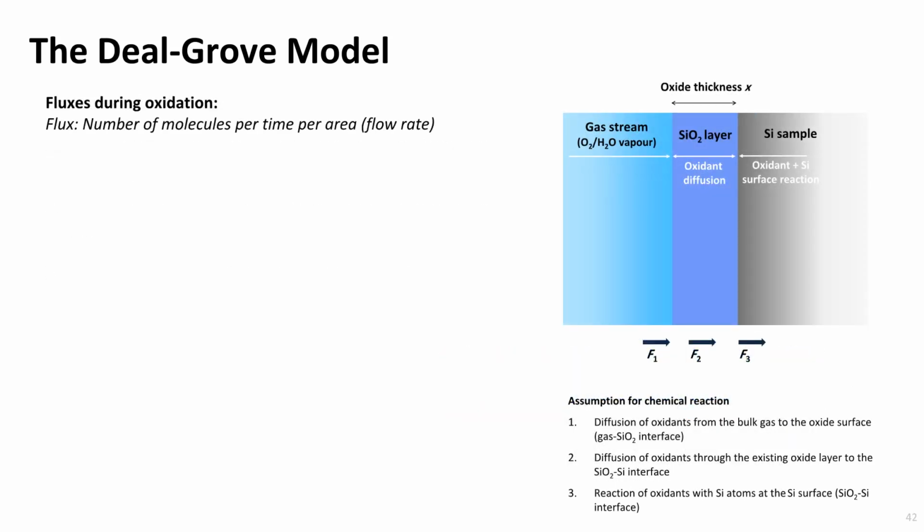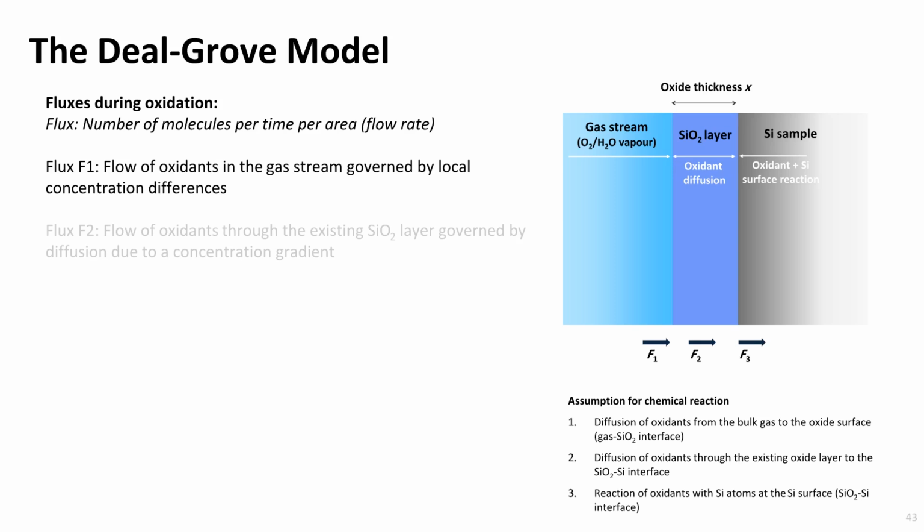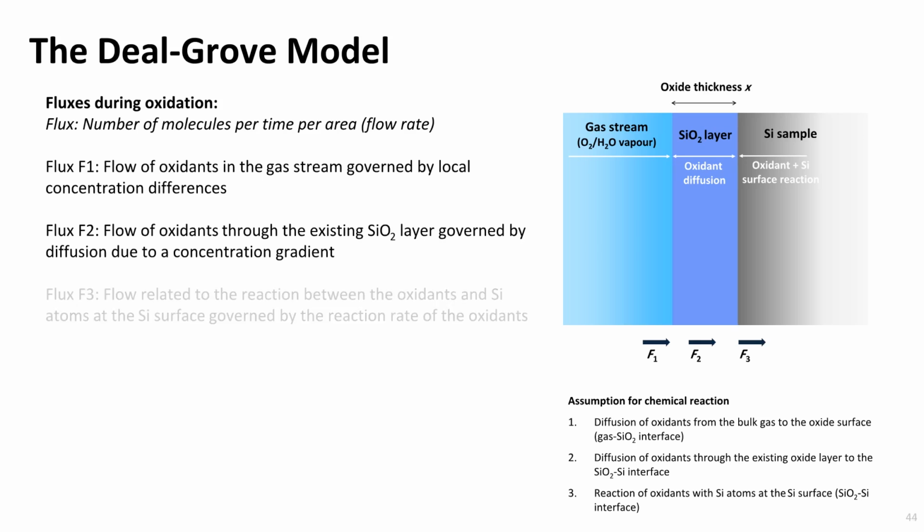Three fluxes are associated with the oxidation process. A flux is measured as the number of molecules per time per area and thus represents the flow rate. The flux F1 of oxidants in the gas stream is governed by local concentration differences of oxidants between the gas stream and the silicon oxide interface. The flux F2 of oxidants through the existing silicon oxide layer is governed by diffusion due to a concentration gradient towards the silicon oxide-silicon interface. The flux F3 is related to the reaction between the oxidants and the silicon atoms at the silicon surface and is governed by the reaction rate of the oxidants.